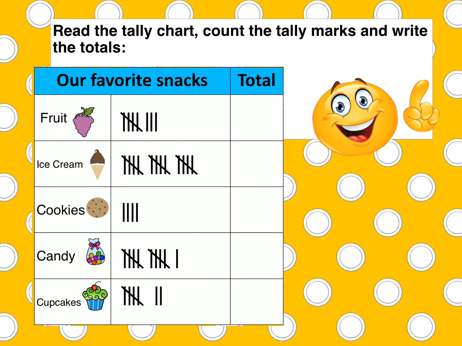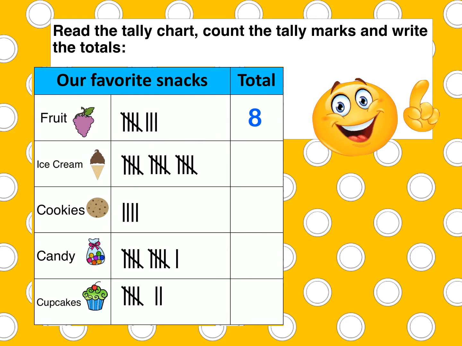Let's start with the fruit. We can see a group of 5 and 3 lines beside it. So I don't need to start counting like 1, 2, 3, 4, 5. No. So I will start like this. I will say 5, then 6, 7, and 8. So the total is 8.